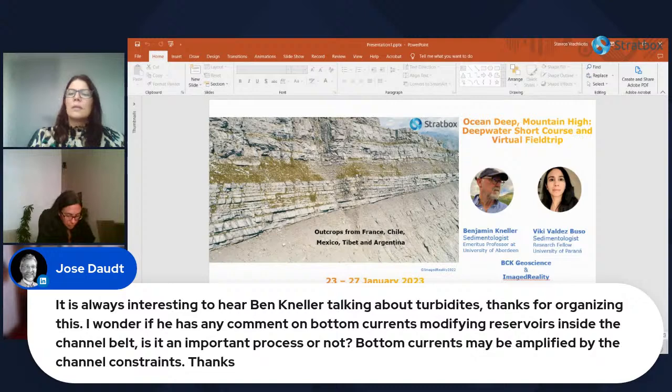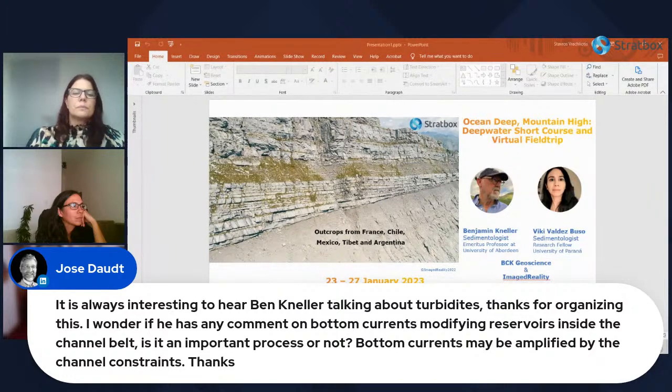I'm not sure. I think the jury's out on that, really, because it's only just recently that people have begun to consider how important non-gravity currents, bottom currents and tidal currents are within channels. I think it rather depends on what is in the channel. My intuition is that it's not really likely to modify what's in the channel, because the most important reservoir component in the channel is going to be the coarser grain material.